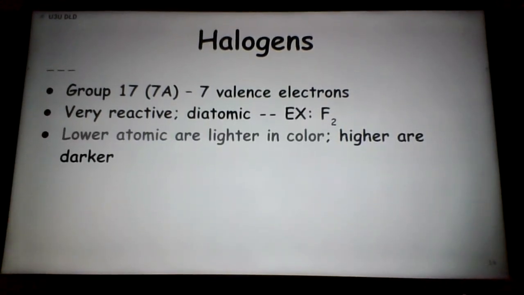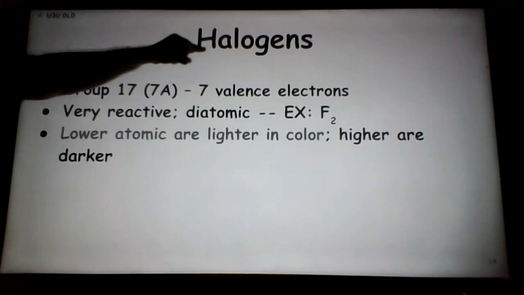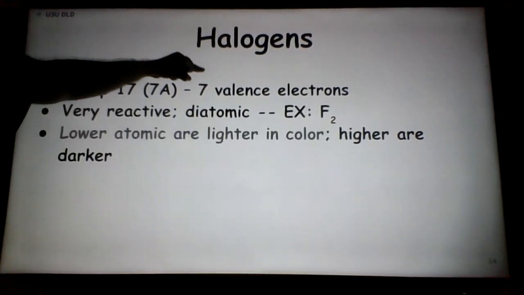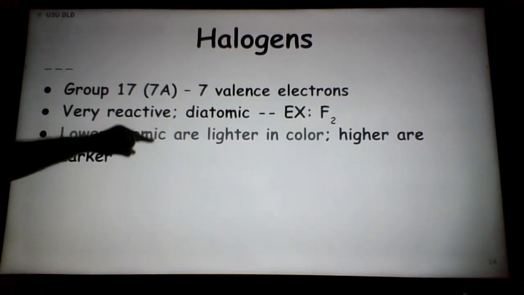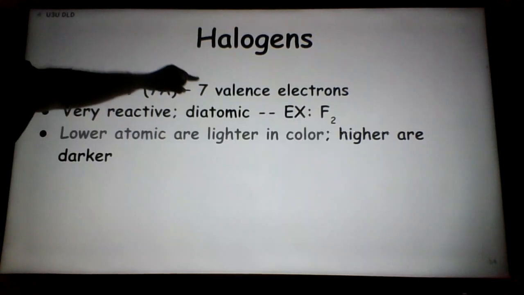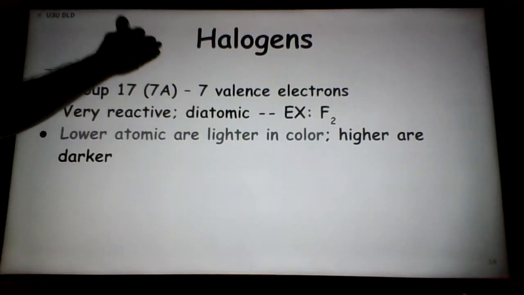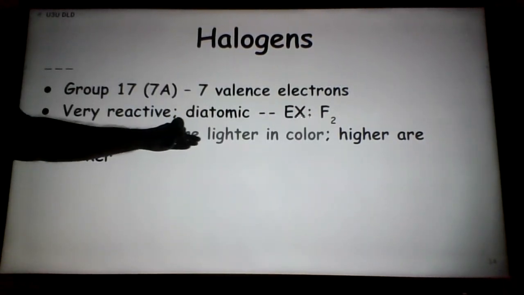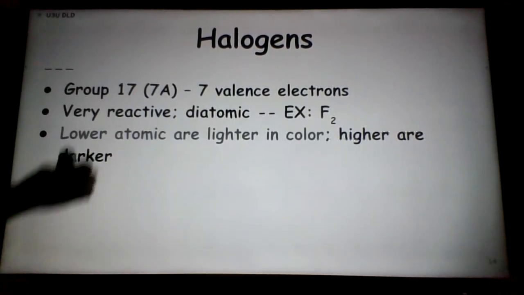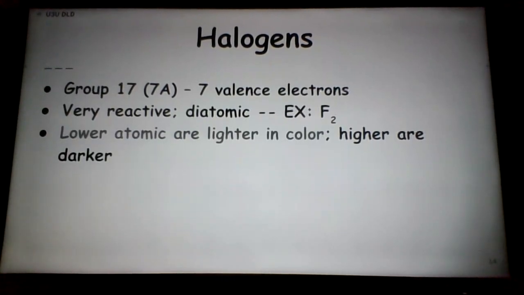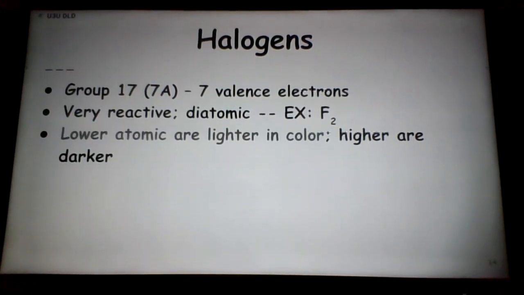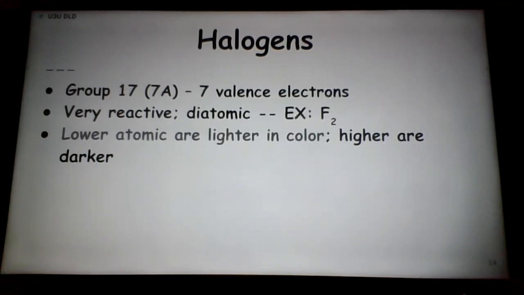The lower the atomic number in this group, that means the top of the chart, fluorine and chlorine, they're lighter in color, and as we go down the column into bromine and iodine and astatine, they're going to get darker and darker in color. Astatine is more of a solid. Remember, iodine is a solid. Bromine is the only liquid nonmetal at room temperature. Fluorine and chlorine are both gases.